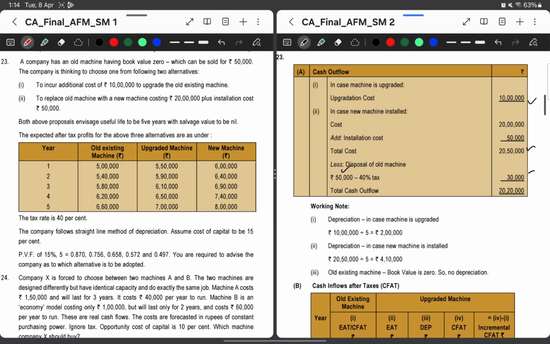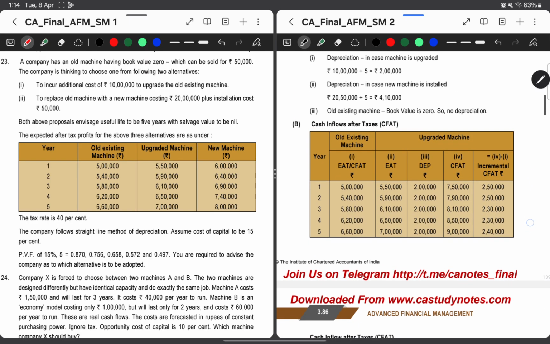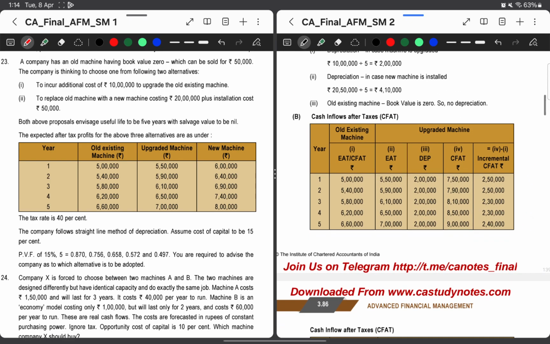So depreciation for the upgradation will be 10 lakh divided by 5 years, 2 lakhs. In case of new machinery, 20 lakh 50,000 divided by 5, 4 lakh 10,000. And since the old machinery's book value is 0, depreciation will not impact. Or else, if the old machinery has a book value, as we have previously seen, to that extent we should calculate a depreciation, and that portion has to be adjusted in this earnings after tax.